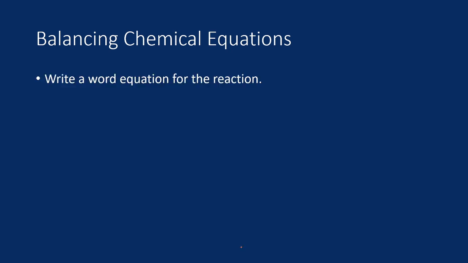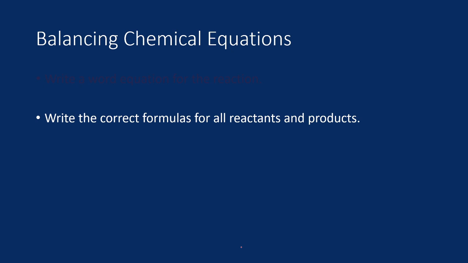So coming to balancing chemical equations, the procedure. First thing is to write a word equation for each reaction. The second one is to write the correct formulas for all the reactants and products. So, for example, sodium hydroxide reacting with hydrochloric acid. You should always write NaOH plus HCl, which are the correct formulas of both the reactants and products.